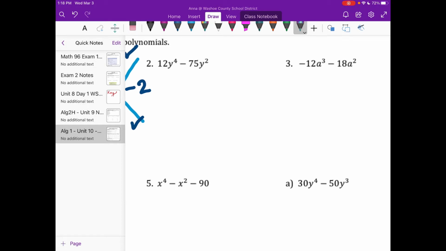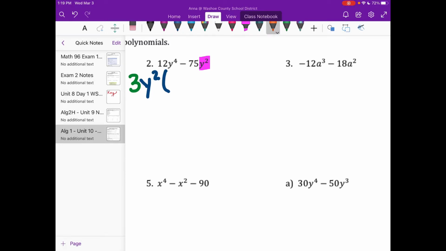Okay, number 2. Remember, my very first thing is, can I take anything out? Do they have anything in common? So if I look at 12y to the 4th minus 75y squared, 12 and 75, I think they can both be divided by 3, so I'm definitely going to take out a 3. And look, they both have y's, so let's take out this y squared because that's my smallest y. That's the most amount of y's I can take out.